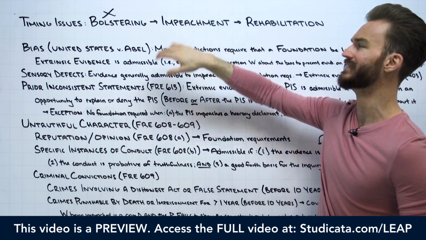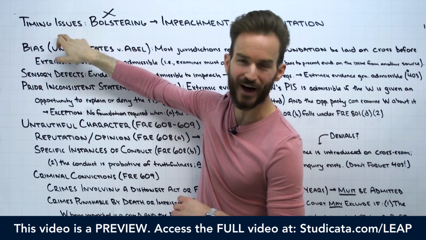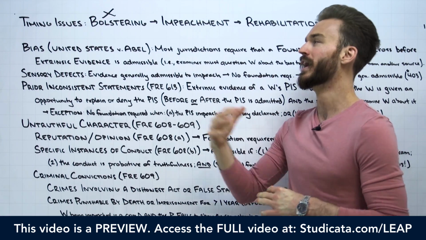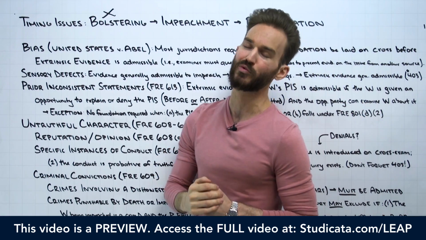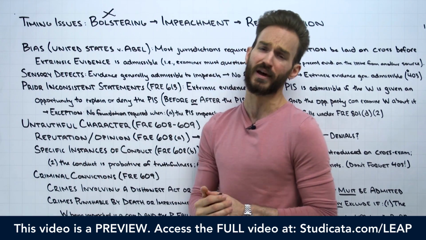Similar to this is the idea of 607, which we don't have here on the board, but I'm just now thinking of, right? We have Rule 607, which is going to deal with who may attack the witness's credibility. It's very simple, right? This is one of those one-sentence rules under the federal rules.